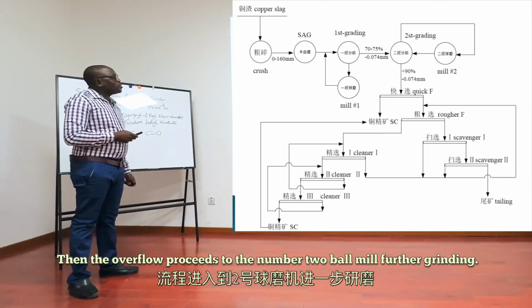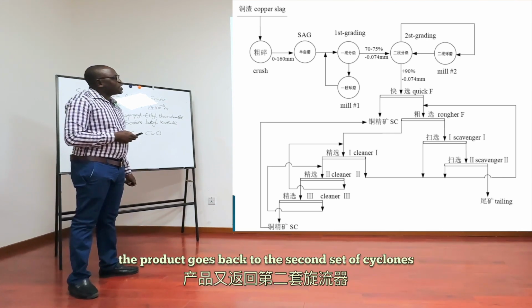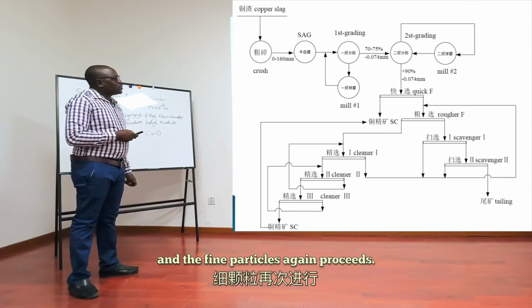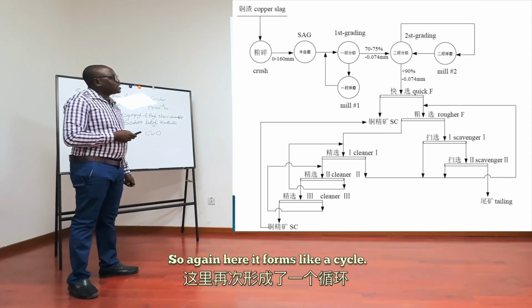Then the overflow proceeds to the number 2 ball mill for further grinding. Then after grinding in number 2 ball mill, the product goes back to the second set of cyclones, and the fine particles again proceed. So again here it forms a cycle.